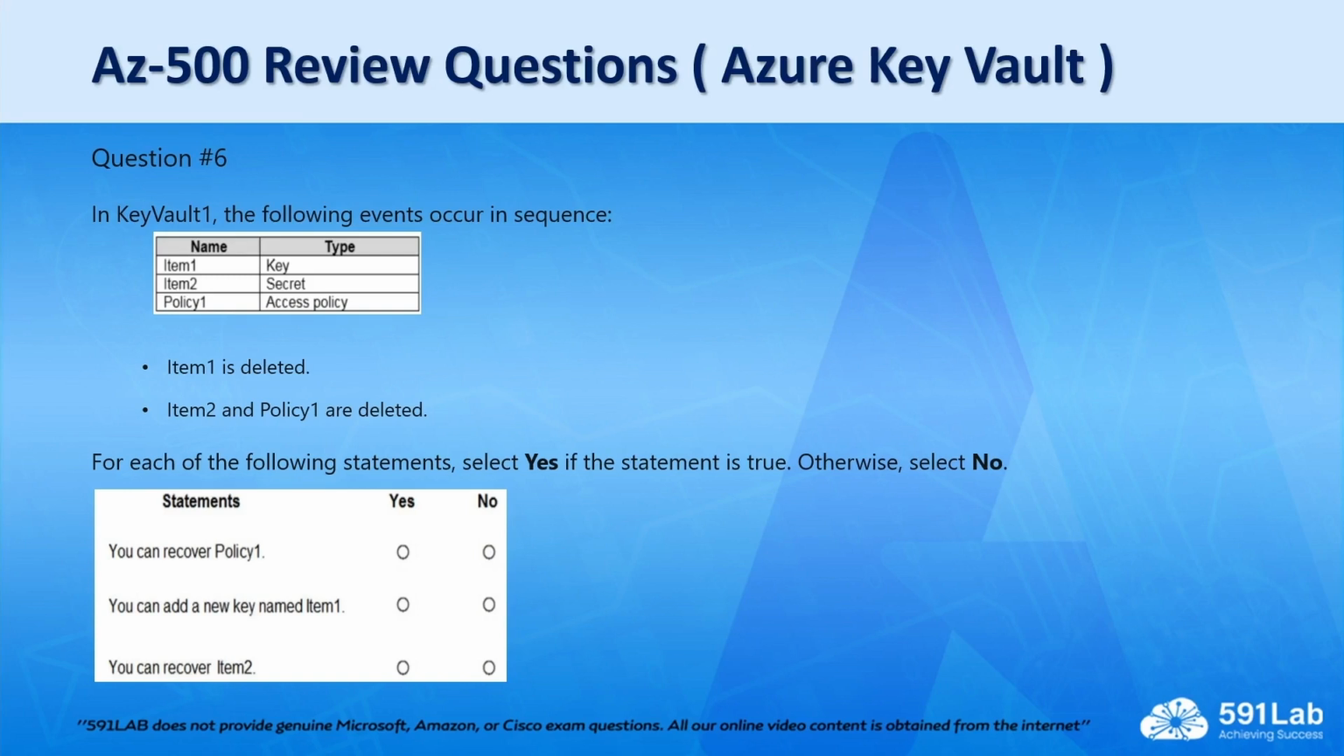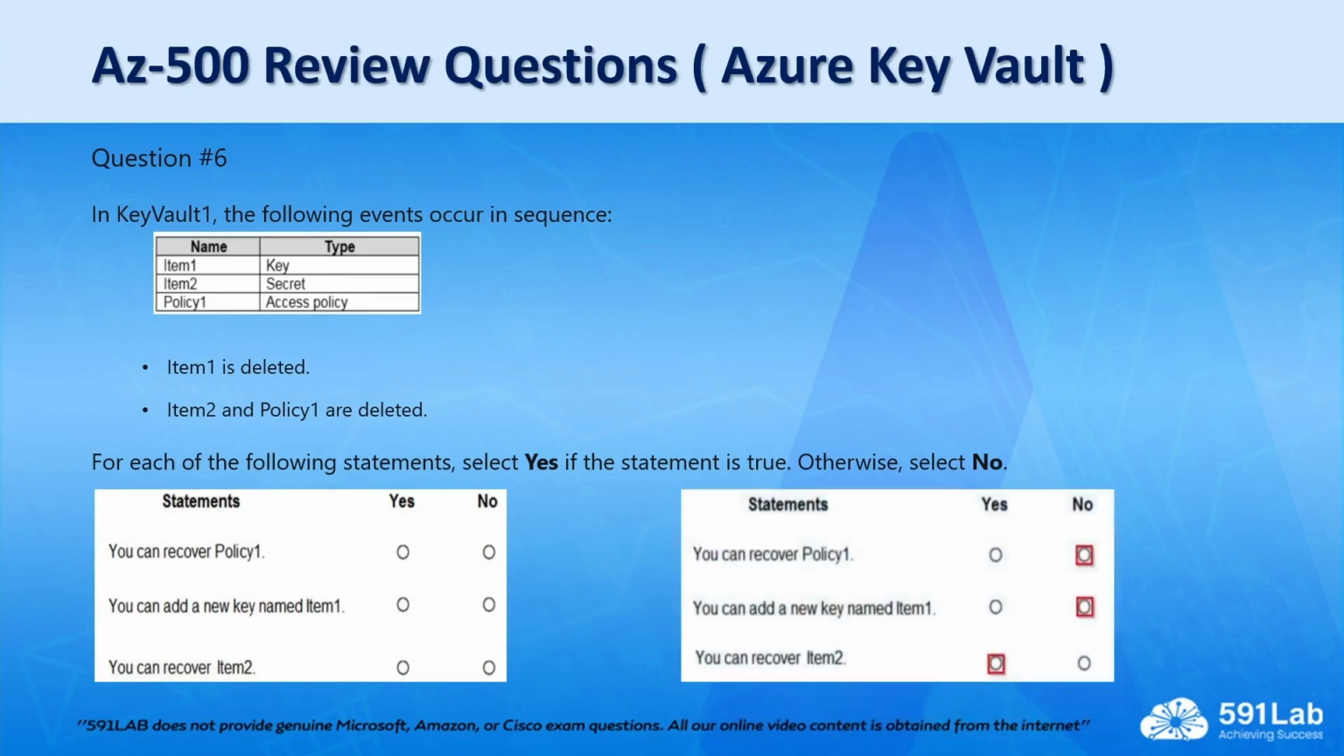The third option says you can recover item 2. Item 2 is a secret. Yes, we can recover item 2 if it gets deleted. Let's have the answer. You can recover policy 1? No. You can add a new item with the same name? No. And you can recover item 2? Yes.